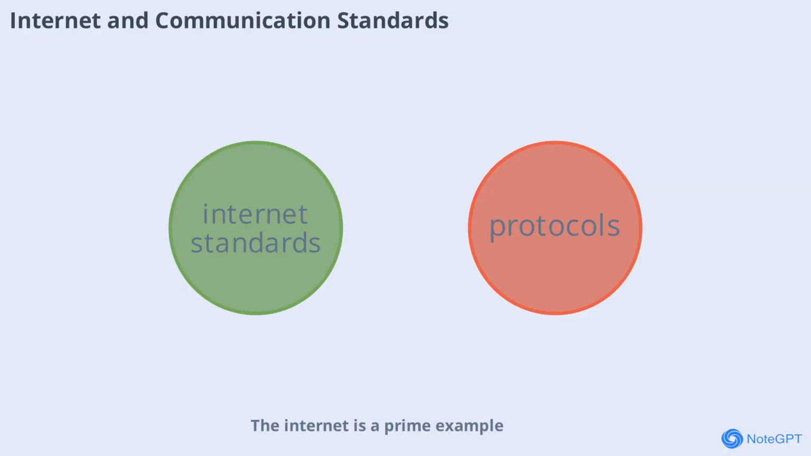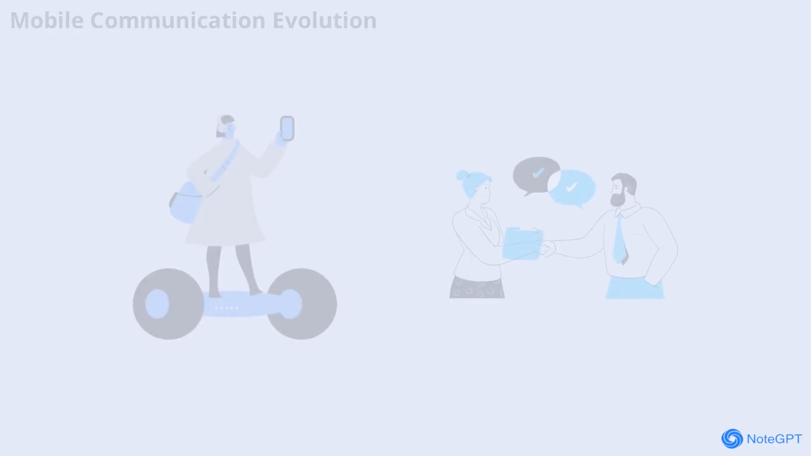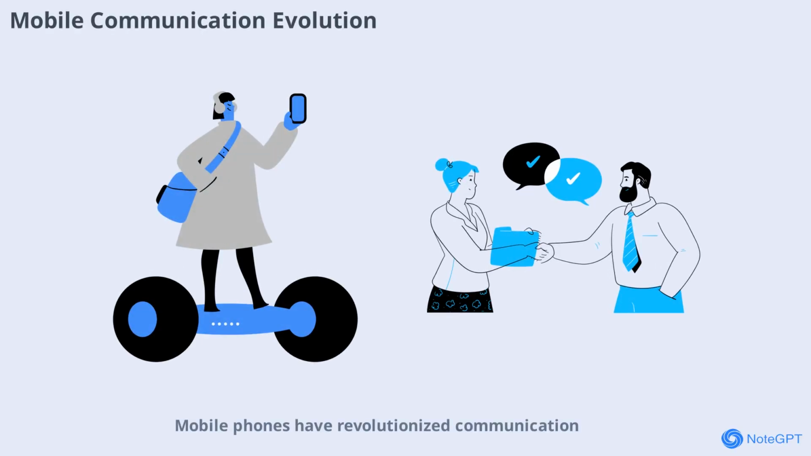The internet is a prime example of how communication standards enable global connectivity. Protocols like TCP/IP, HTTP, and Wi-Fi define how data is transmitted, routed, and displayed across networks. These standards ensure that devices from different manufacturers can communicate seamlessly, making the internet accessible to everyone. The success of the internet demonstrates the power of standardized communication, building on the foundations laid by radio, television, and telephone systems.